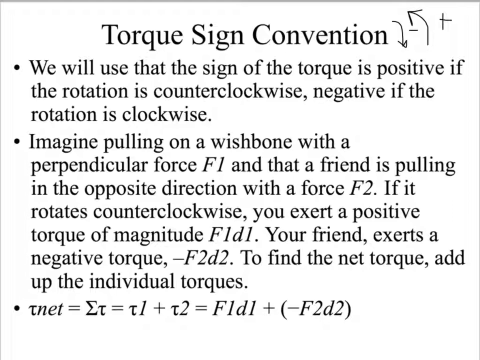To find the net torque, we have to add up the individual torques. So we're going to take the force times the lever arm of whatever you pulled and add to it the force times the lever arm of your friend. And that's a negative direction, so you actually could subtract one from the other. Now, I know this force should be greater because it rotated counterclockwise. It's got to be a positive value.